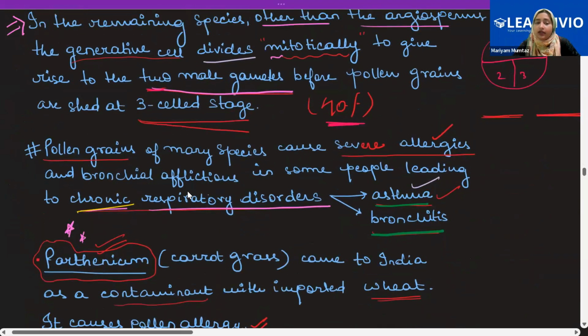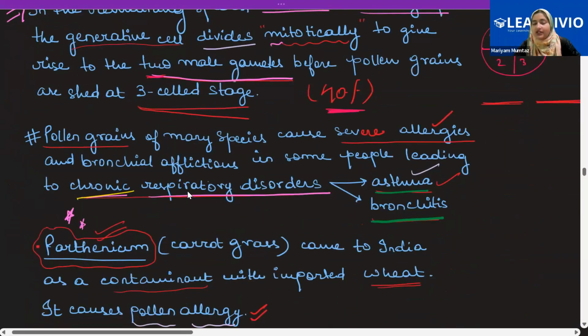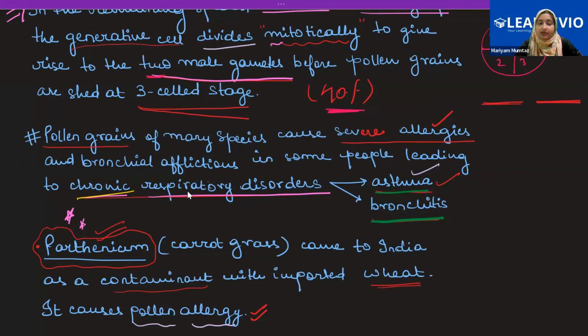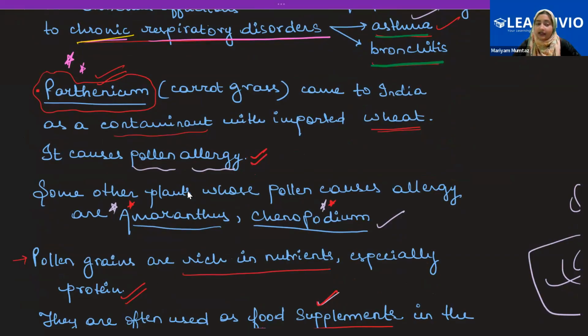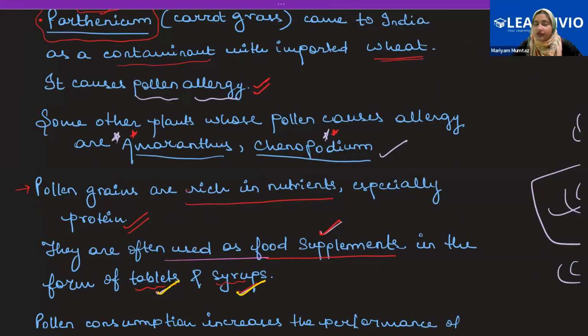All right. Now, the pollen grains of many species of plants can cause severe allergies and bronchial afflictions in some people. In severe cases, that can also lead to chronic respiratory disorders, meaning those respiratory disorders that last a long period of time, such as asthma and bronchitis. What are such pollen grains? The pollen grains from the carrot grass, which is called Parthenium. This came as a contaminant along with the wheat that was imported. This causes pollen allergy. Amaranthus and Chenopodium also cause pollen allergy.